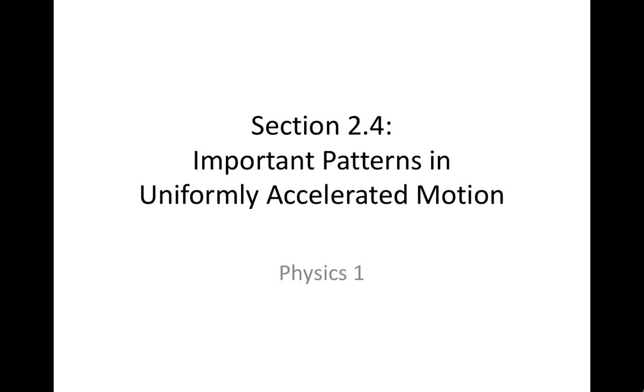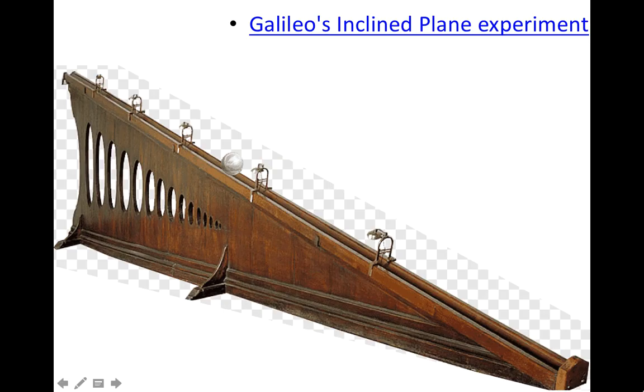In section 2.4, I'm going to discuss some of the important patterns that we can see in uniformly accelerated motion. To start with, I'm going to mention an experiment performed by Galileo Galilei in the 16th century. In it, he worked out the mathematical patterns that we're going to discuss here.